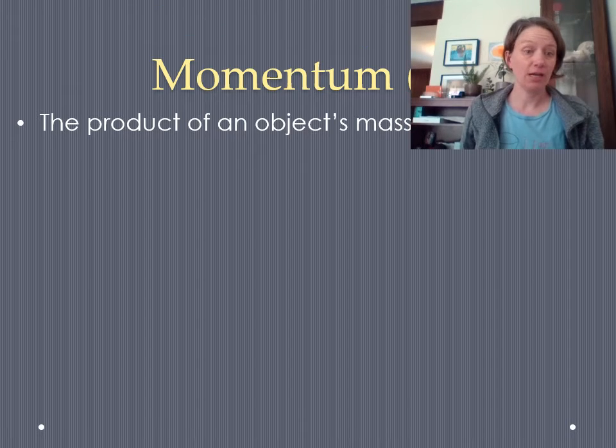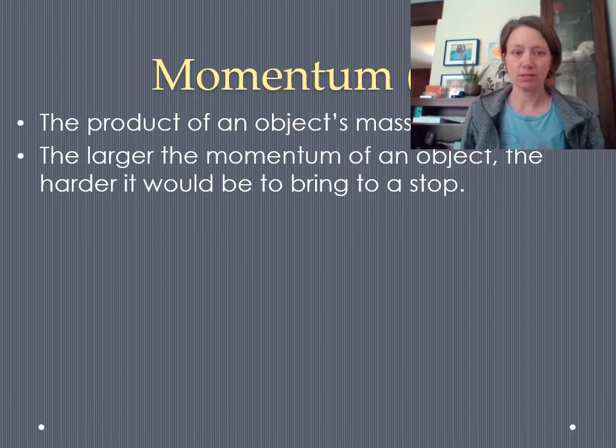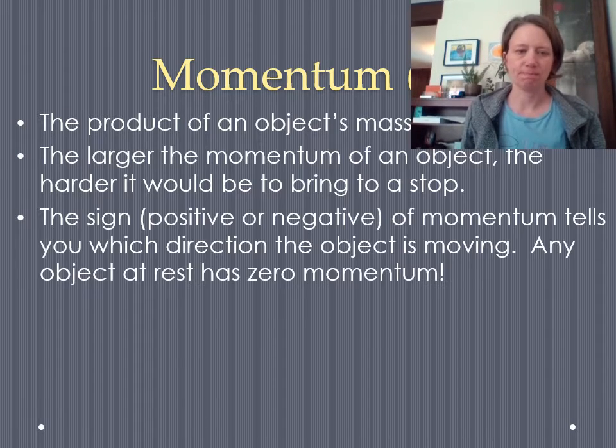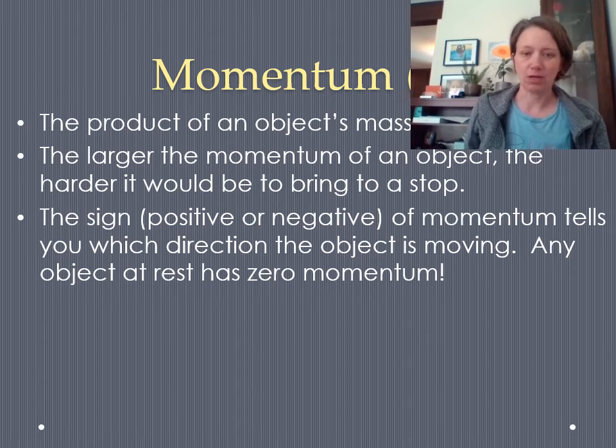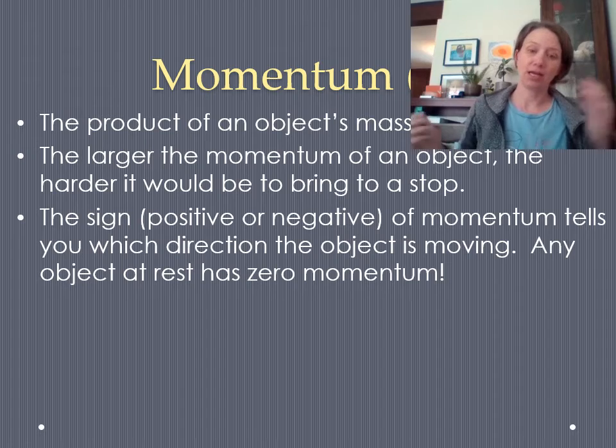Momentum is defined as the product, which means multiplied together, of an object's mass and its velocity. But a colloquial or easy way to think about this is that the bigger the momentum of an object, the harder it would be to bring that object to a stop. The sign of the momentum, whether it's positive or negative, only tells you which direction the object is moving, not whether it has a lot or a little. So it can have a lot of positive or a lot of negative, and both of those would be hard objects to bring to a stop.